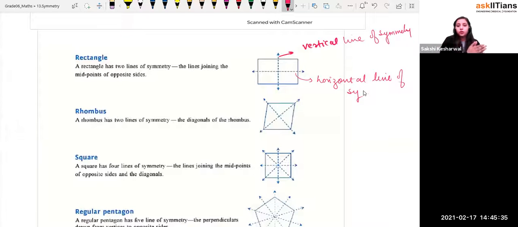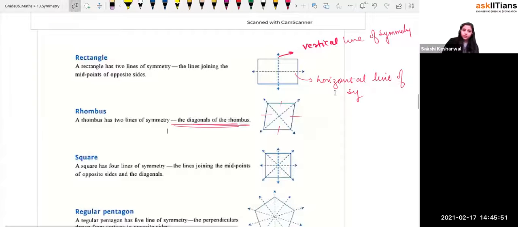And as I've shown you, what is a rhombus? Rhombus also we have studied. Rhombus is a parallelogram in which all sides are equal and parallel. So it has only opposite angles equal. The diagonals are going to divide this into two equal parts. See, so it has two lines of symmetry.